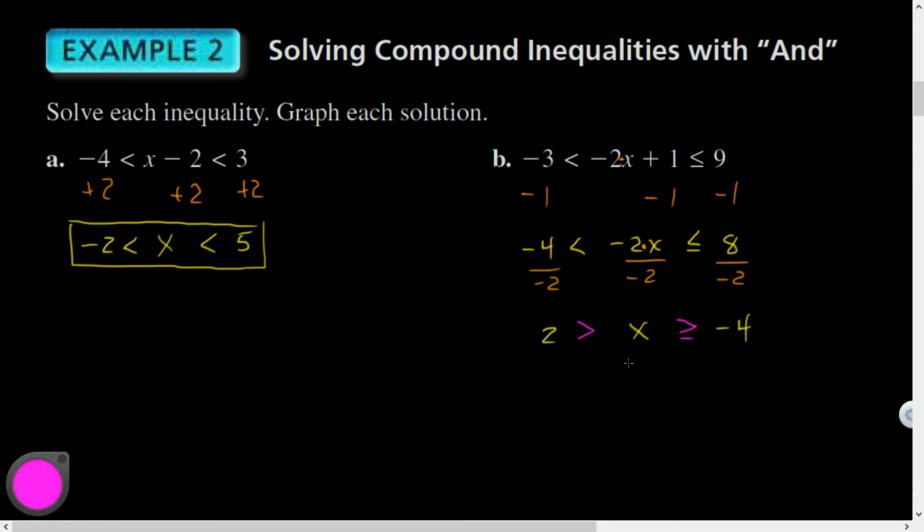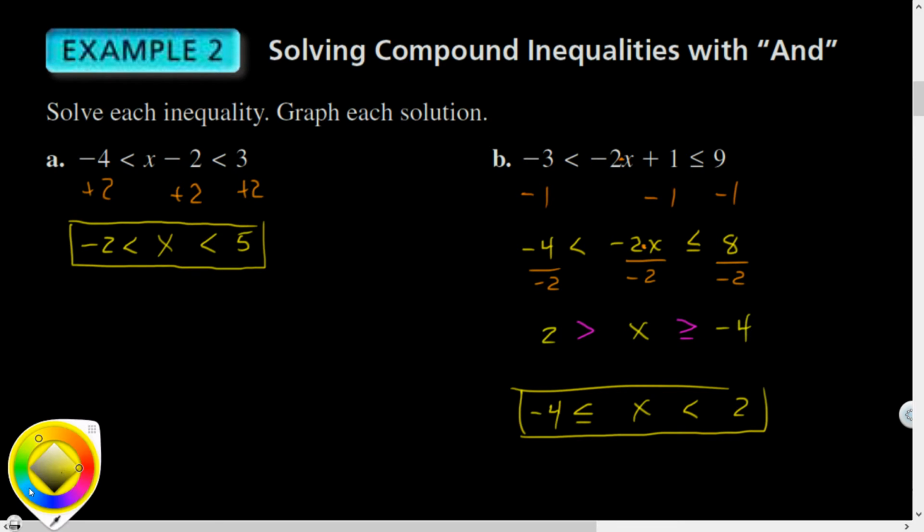Now, x is solved, but I want to write this from least to greatest, so I'm actually going to flip the entire thing one more time. I'm going to have -4, I'm going to have x over here, and then 2 over there, and I'll have to flip the entire thing. So this inequality will be over here and flipped, and this inequality will be over here and flipped. That one's a little bit trickier. Those things are getting crazy here.